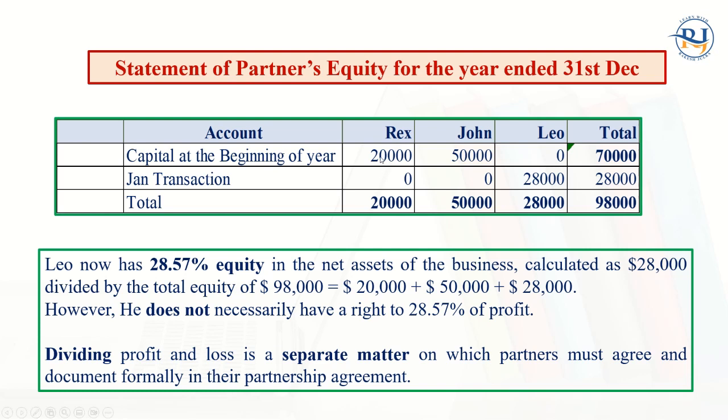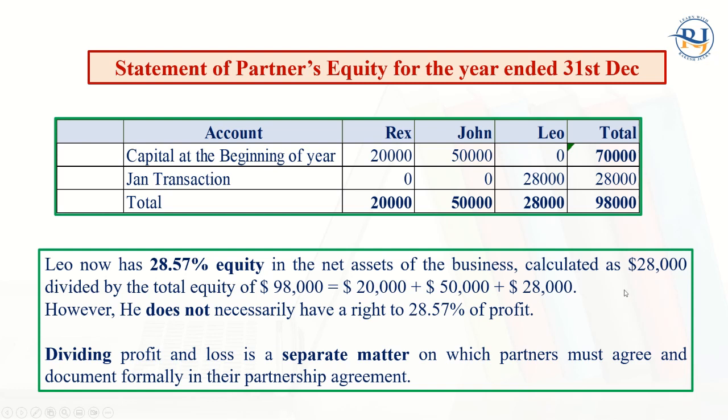At the beginning, Rex had 20,000, John had 50,000, right? The total is 70,000. And in the January transactions, Leo entered the business and brought 28,000 in cash. So the total will be $98,000 investment. Now, Leo has 28.57% of equity in the net assets. Let's look at how to calculate this 28.57% equity in the net assets and liabilities of the business.